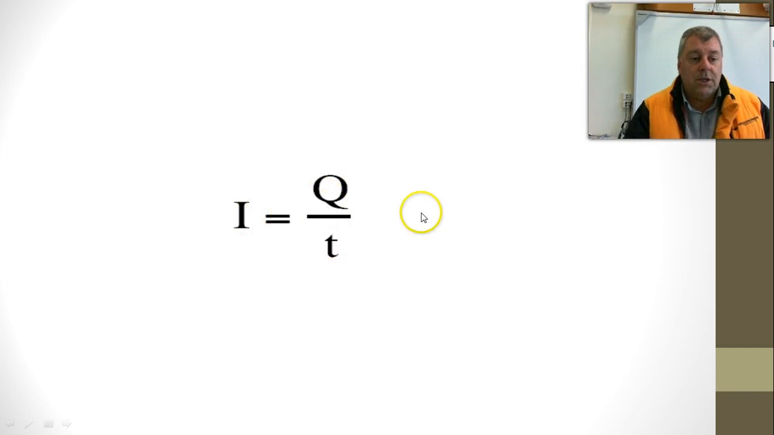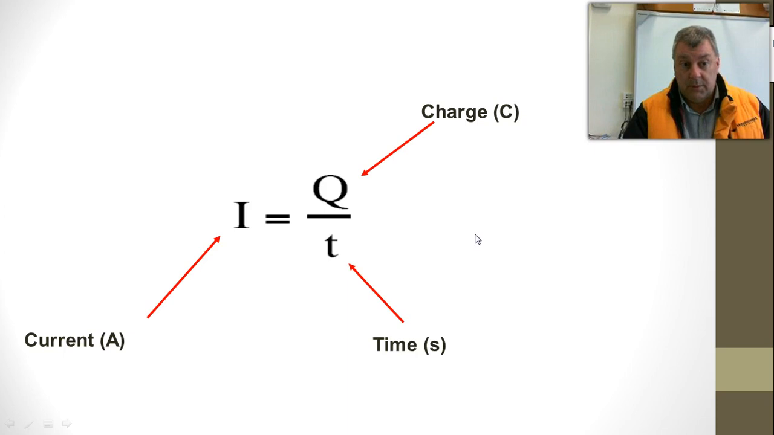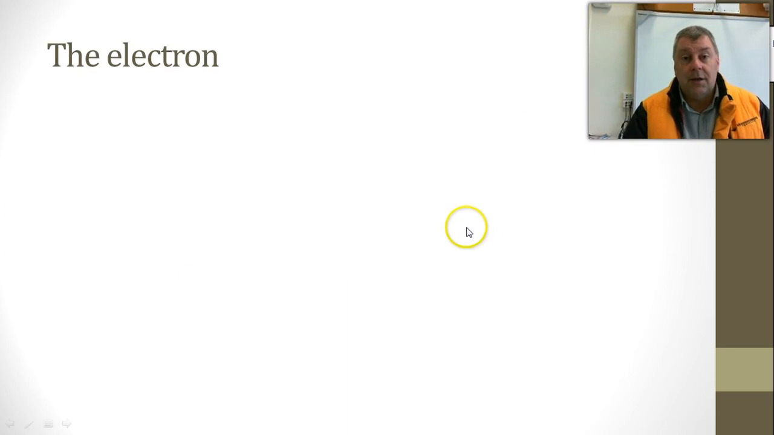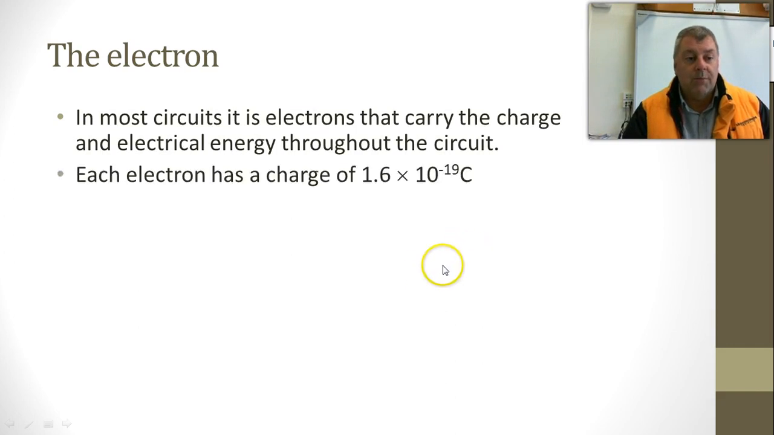Okay. Now we have this equation on your information book sheet or booklet. I equals Q on T, which is just a rearrangement of the little one I mentioned before. And I represents current in amps, T is time in seconds, and Q is charge in coulombs. Now just a little sideline here. In most circuits it's electrons carrying the charge and the electrical energy through the circuit. That's pretty much a given.